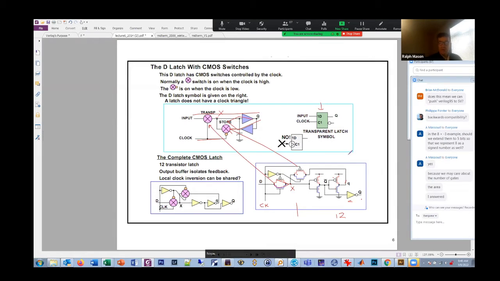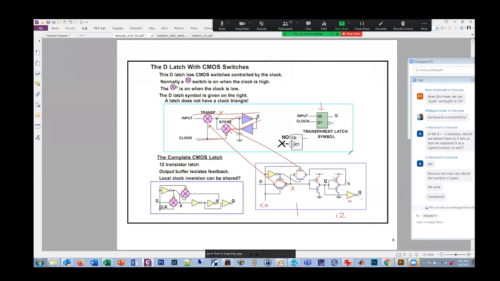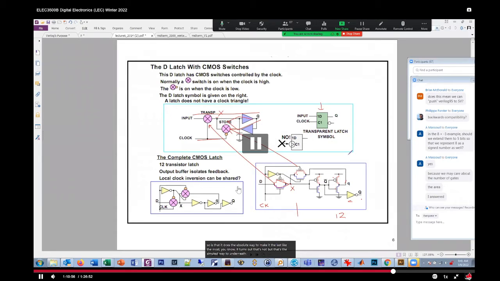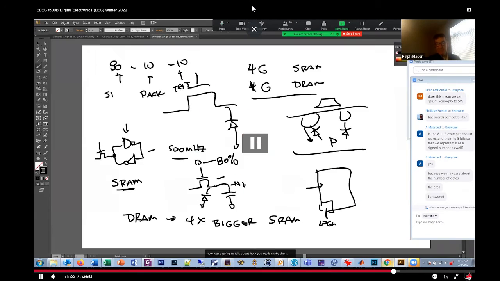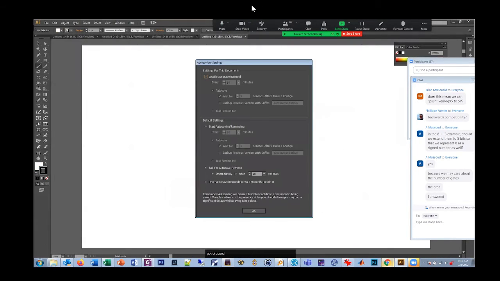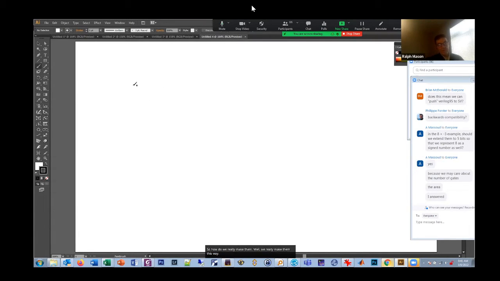Nope. Okay. So is that the absolute way to make a D latch, like the most simplified way? No, it turns out that's not, but that's the simplest way to understand it. Okay. Now we're going to talk about how you really make them. I'm going to draw a picture. So how do we really make them? Well, we really make them this way.